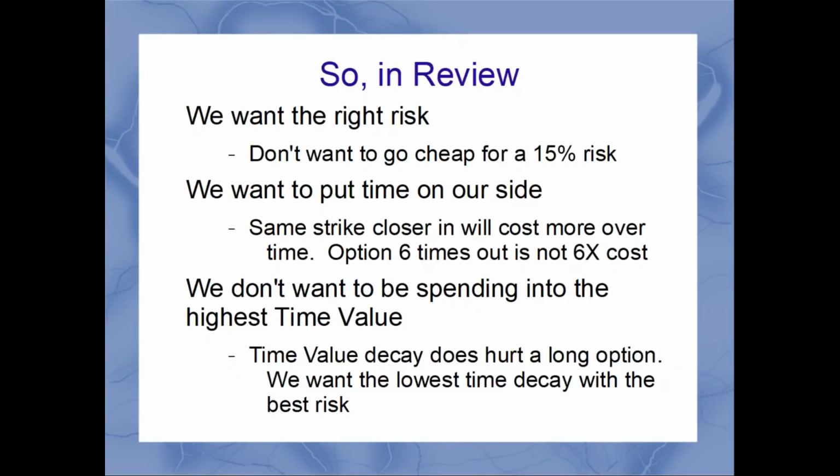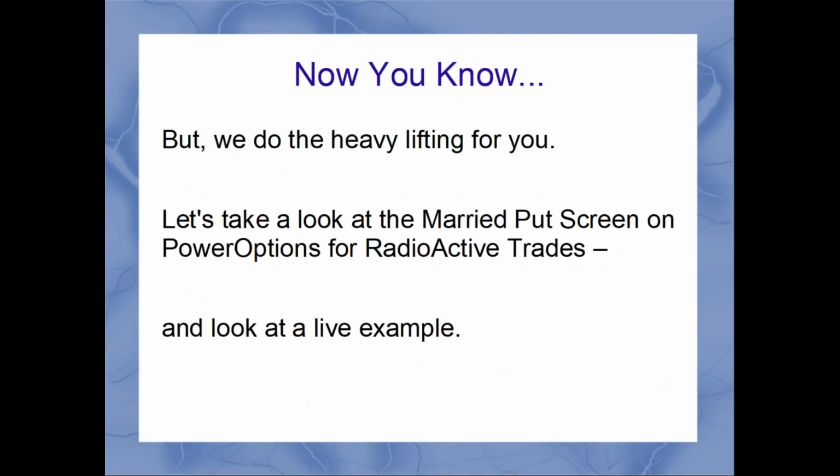Remember, the same strike, you compare a 30-day or 45-day out option to something 6 months out in time, it's not going to be 6 times the cost. You're paying less per day. Even though you're paying more up front, you're paying less per day. And we don't want to be spending into the highest time value. That is the proper structure. Okay?